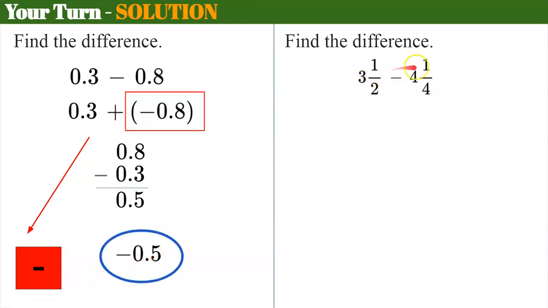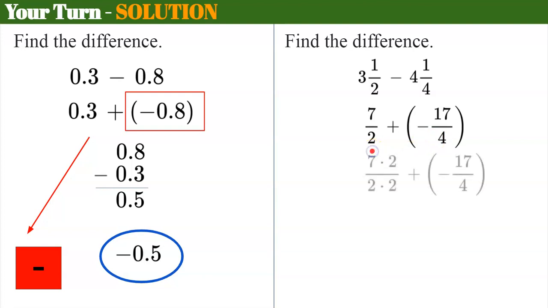Over here, I'm going to rewrite, and when I rewrite, I'm going to turn both of these mixed numbers into improper fractions. 3 times 2 is 6, plus 1 is 7, so that'd be 7/2. Change to addition, and this will be negative. 4 times 4 is 16, plus 1 is 17/4. So now I need a common denominator. So I see I have 4. If I multiply this fraction by 2 over 2, I get a denominator of 4. So let's do that. Here's my 7/2. I'm going to multiply both the numerator and denominator by 2 to force a common denominator. Let's multiply. 7 times 2 is 14 over 4.